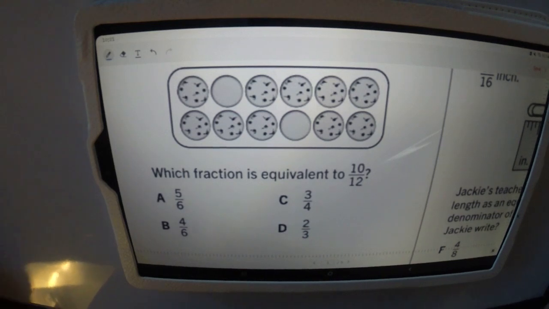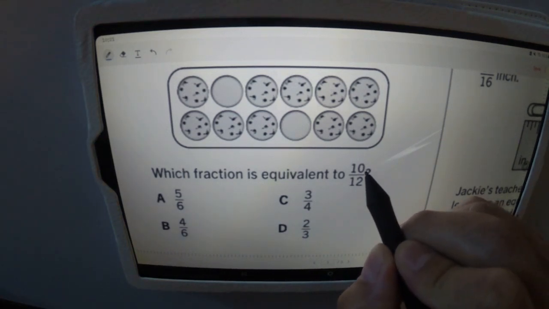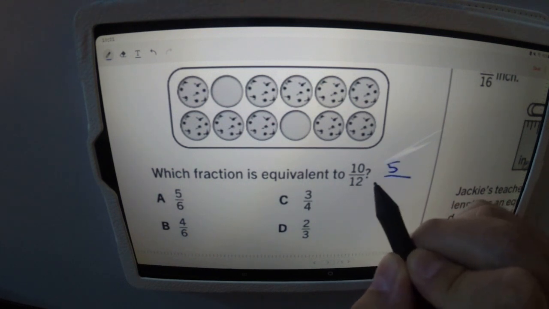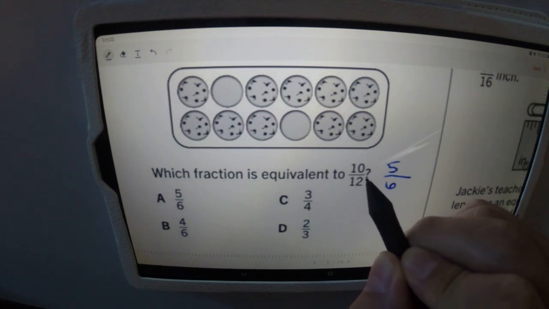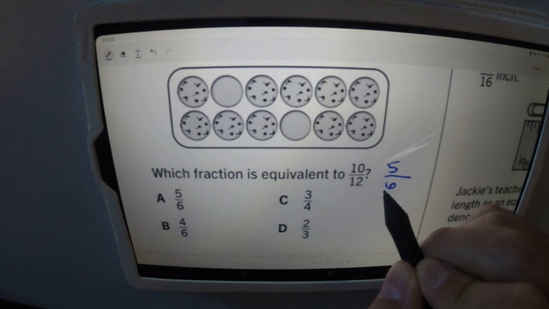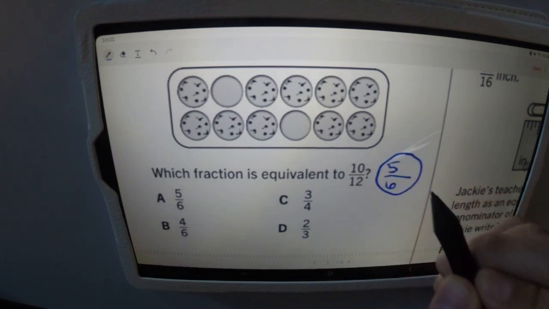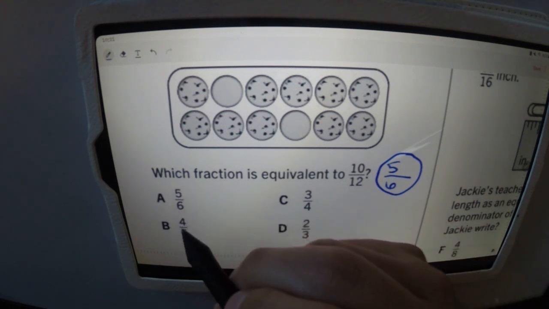The way I would do it is just divide this. So if you divide this by 2, right, cut 10 in half, you get 5. And cut 12 in half, you get 6, right? So you divide both numbers by 2. 10 divided by 2 is 5. 12 divided by 2 is 6. So this is the answer we're looking for, right? And which answer do we find? Right there, 5 out of 6.